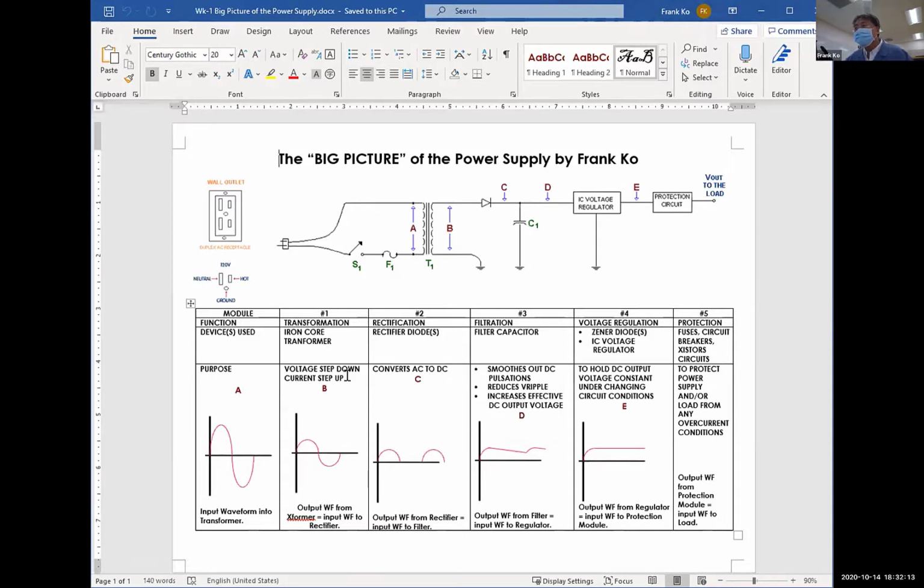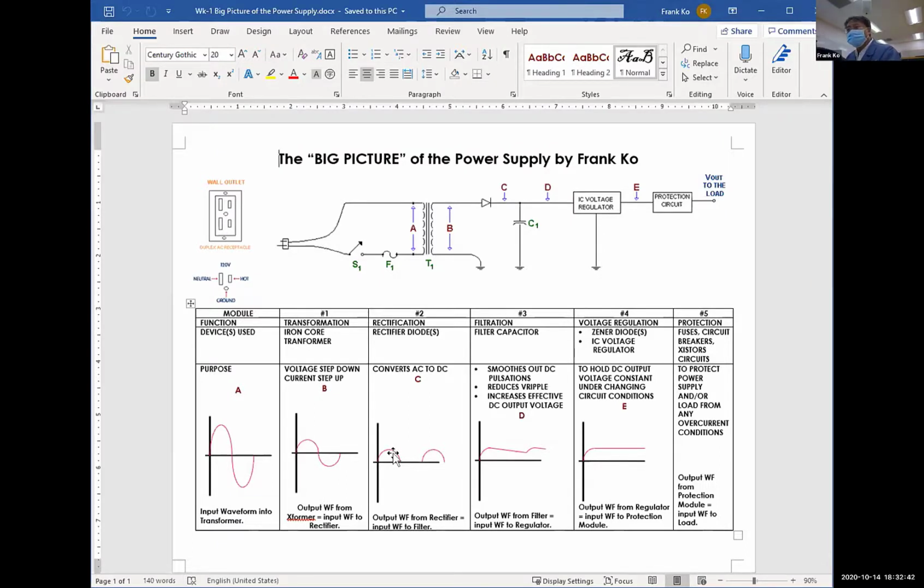If you take a look at what happens with the rectifier diodes, what is their purpose? Their purpose is to do what in module number 2? Converts AC into DC. Now take a look at the waveform C. The waveform C right here, does that look like DC? Isn't DC supposed to be a straight line? Well, how come this isn't a straight line? How could you call this DC? It's got humps in it.